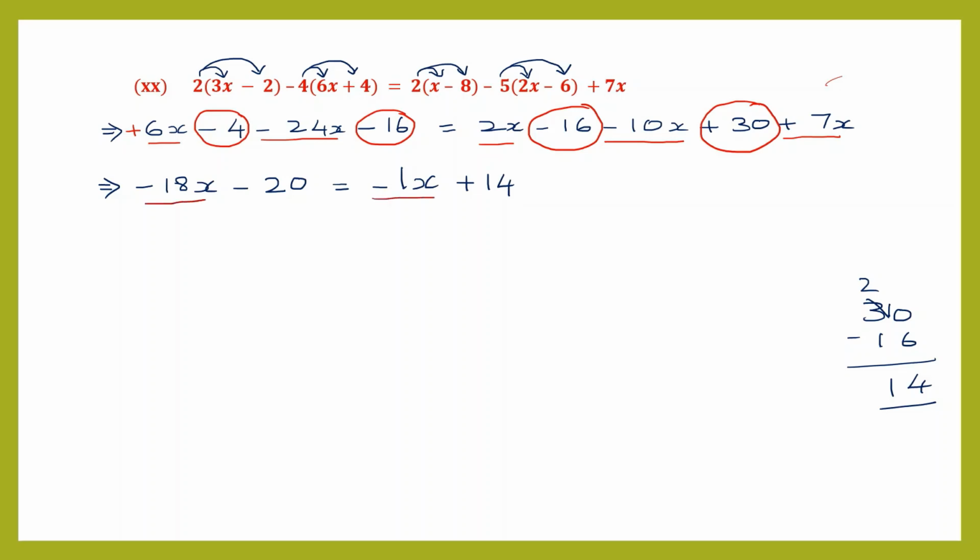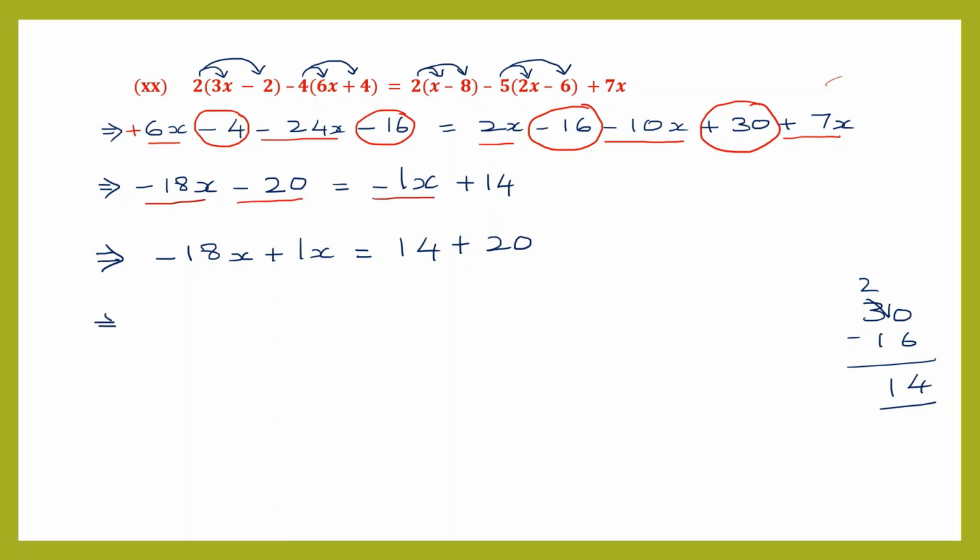Now again, as you can see, we have x terms on the left side as well as the right side. So let's bring it all to one side. Let's bring it all to the left side. So minus 18x will be there as it is. And then we have minus 1x which we are going to transpose. So it becomes plus 1x. On the right hand side, we have plus 14. We're going to transpose minus 20 to the right hand side. It will turn to plus 20. So now that becomes plus 20.